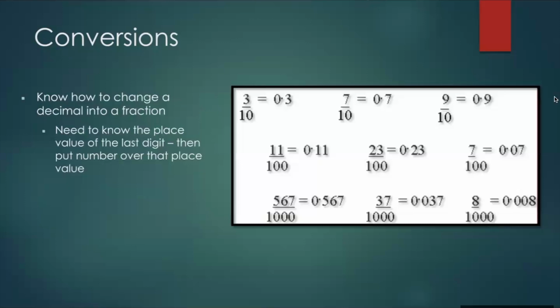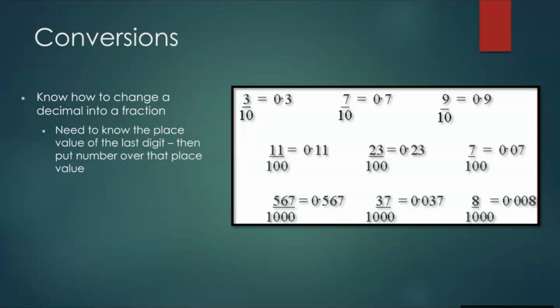Right, next is conversions. So you must know how to change a decimal into a fraction. You need to first know the place value of the last digit, then put that number over that place value. All right, so over on the right in the image, if we start with the first one, we have 0.3. It's written backwards, but we can start with the decimal first. 0.3, right? That 3 is after the decimal, and it's in the first place after the decimal, which is the tenths place. So we can put that 3 over a 10, and that's how you get your fraction, because it's in the tenths place.